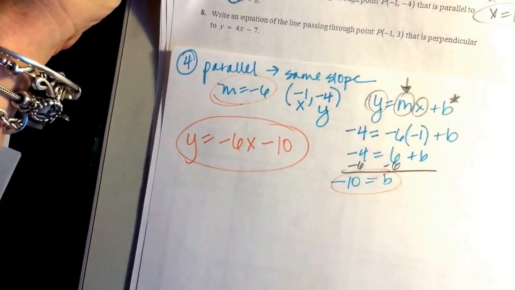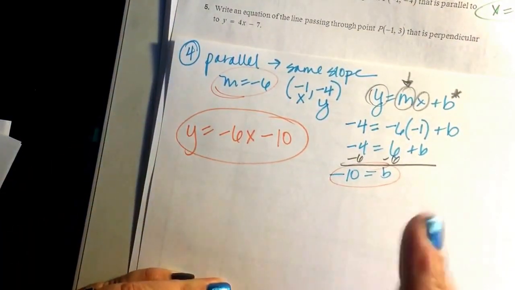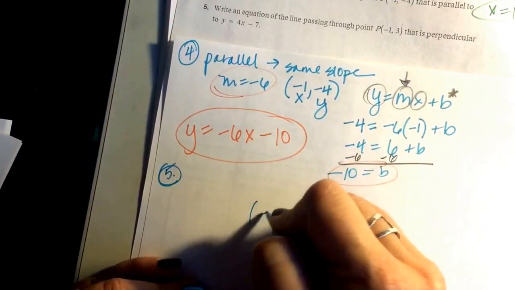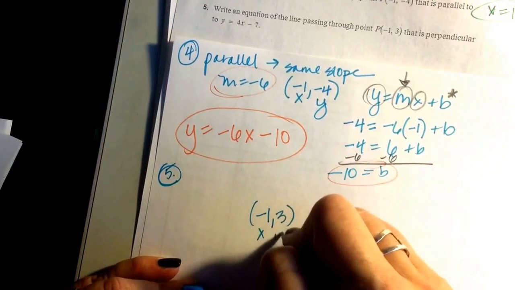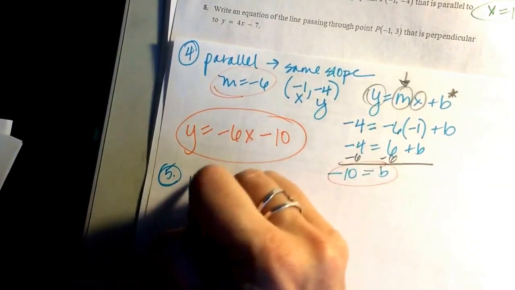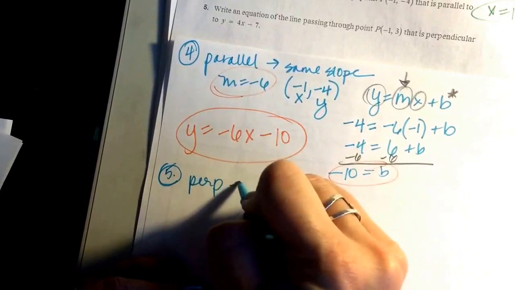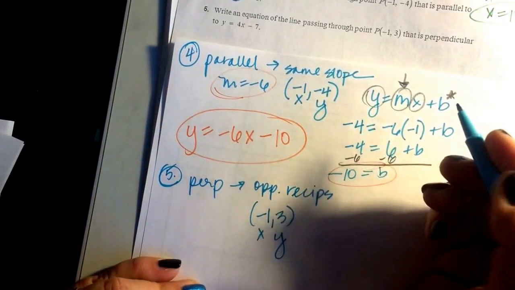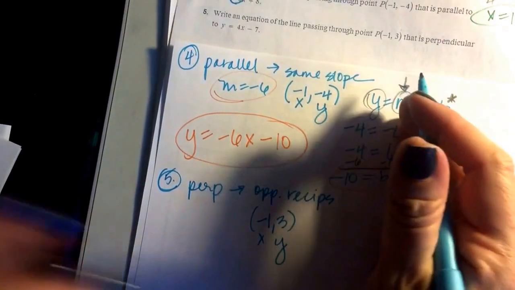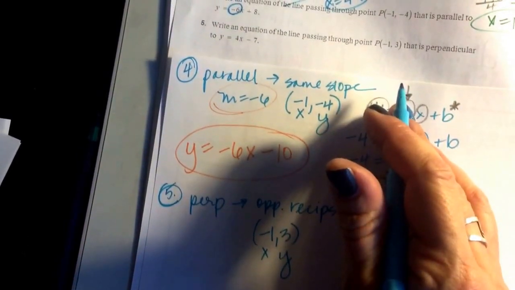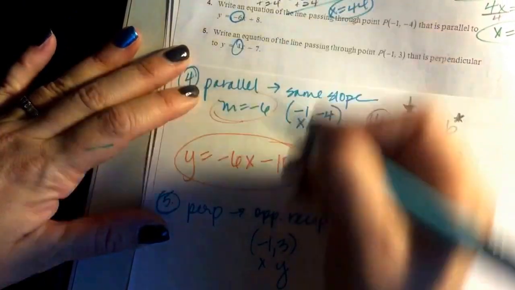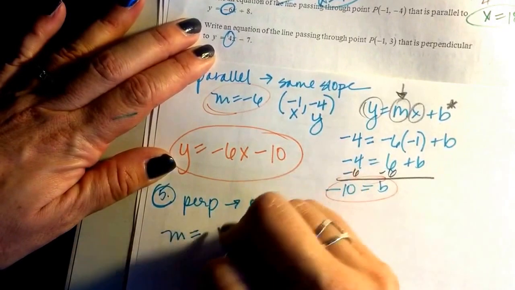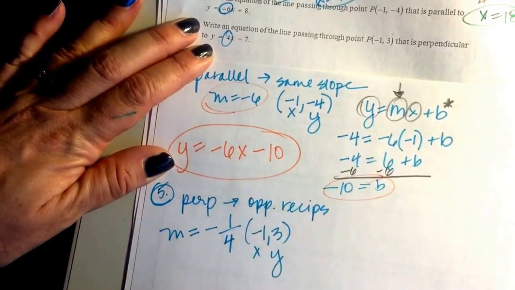Problem number 5, write an equation for the line passing through the point (-1, 3). My point is (-1, 3), there's my x and y. I have perpendicular lines. Perpendicular lines have slopes that are opposite reciprocals. The slope of this line is positive 4. Its opposite reciprocal is negative 1/4.